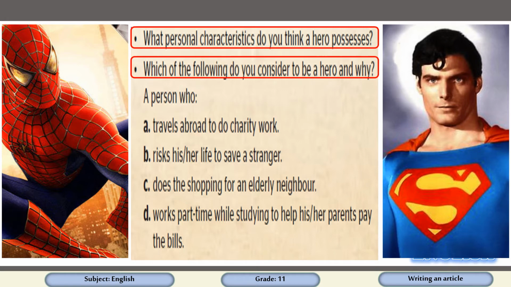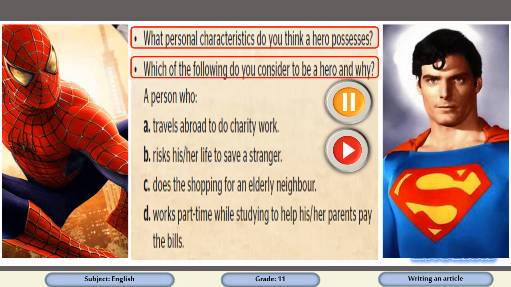A person who travels abroad to do charity work, a person who risks his or her life to save a stranger, a person who does the shopping for an elderly neighbor, or a person who works part-time while studying to help his or her parents pay the bills. Please stop the video for a while, think of the answers, then play the video again in order to check your answers. Let's stop for a while.